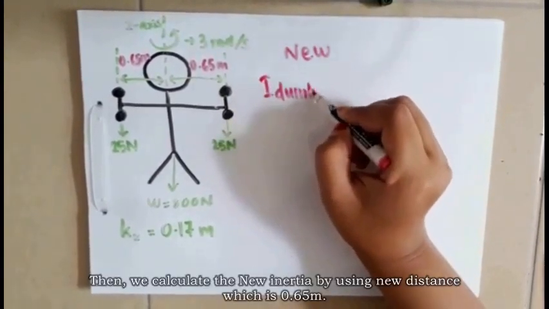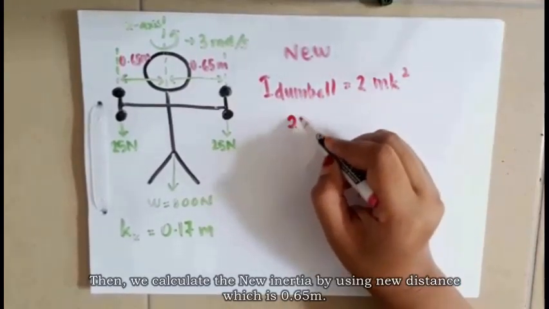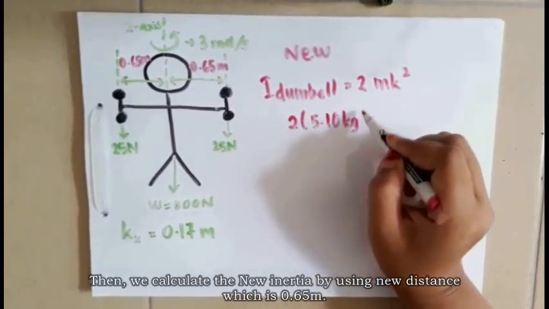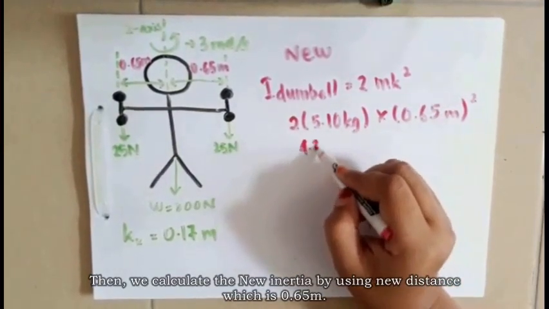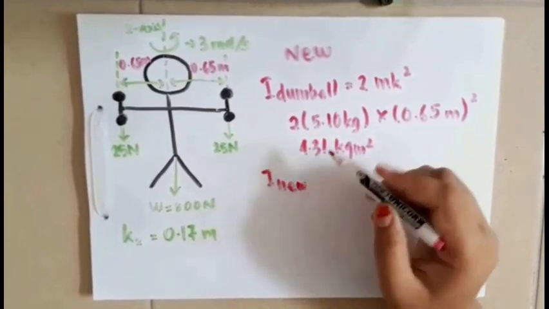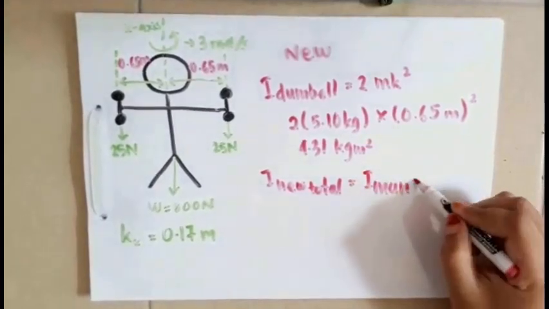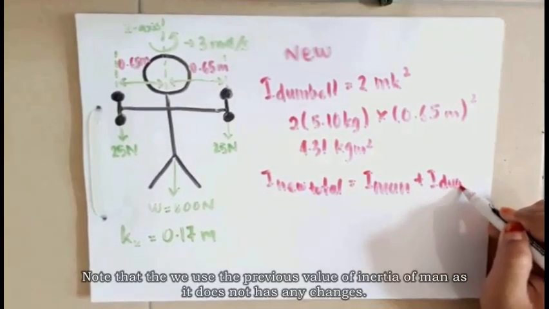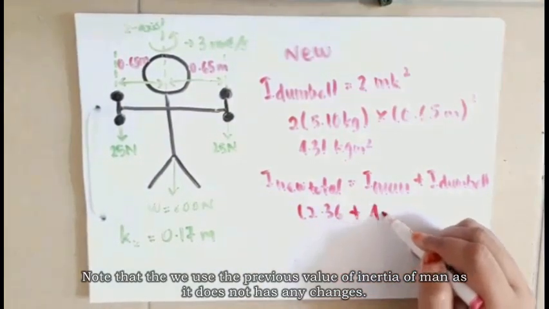Then, we calculate the new inertia by using the new distance, which is 0.65 meter. Note that we use the previous value of inertia of the man, as it does not have any changes.